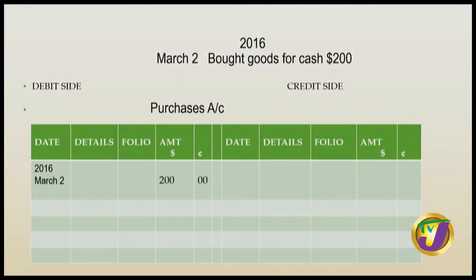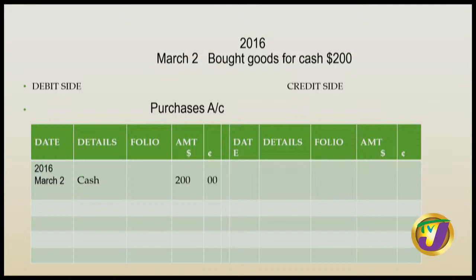Good. Who say you not learn? So you put the $200 under the amount section. What is the name of the other item that was affected by this one transaction? We just said it. Cash. So therefore, in the details section, you're going to write what? Cash. Now, the cash account is found in which book? Come on, we spoke about that. It's found in the cash book.